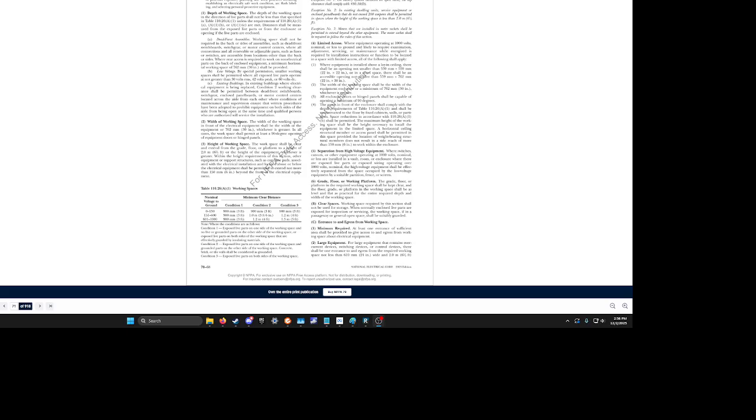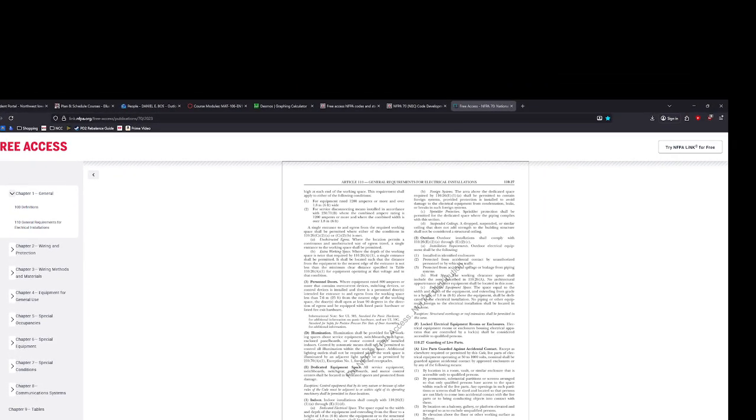Entrance to and egress from working space, minimum required. Large equipment. For large equipment that contains overcurrent devices, switching devices, or control devices, so a panel board, there shall be one entrance to and egress from the required working space not less than 24 inches wide and 6.5 feet high at each end of the working space. This requirement shall apply to either of the following conditions.